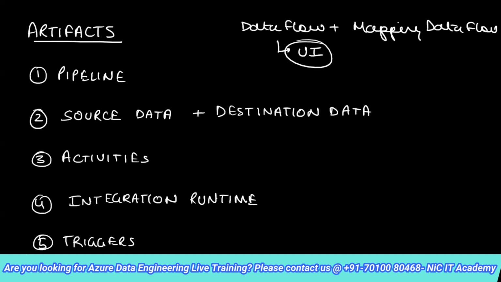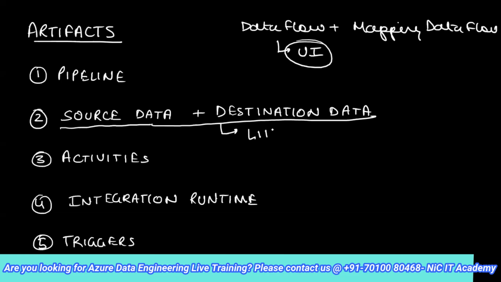As it is, we have 5 topics here where the source data and destination data will together give you 2 more artifacts. Can you name them? What do I need to connect to the source data and the destination data? First of all, I need something called a linked service.